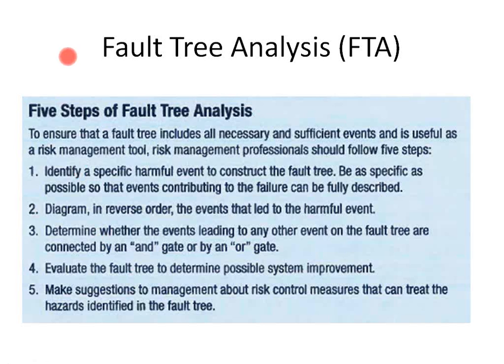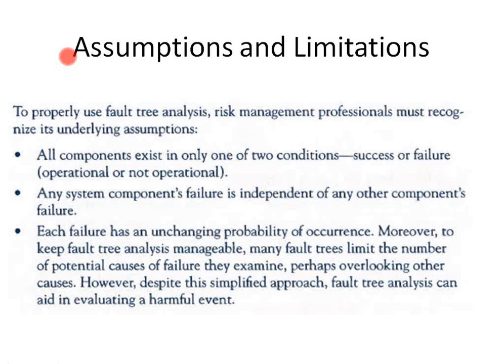The 5 steps, again, oh my gosh, 5 steps, it's listed. Fault tree analysis: 1, identify a specific harmful event to construct the fault tree, be as specific as possible. 2, diagram in reverse order the events. 3, determine the events leading to any other event, connected by AND or OR gates. Evaluate the fault tree for possible system improvement and make suggestions. So those are the 5 steps. Again, that's something you want to highlight.